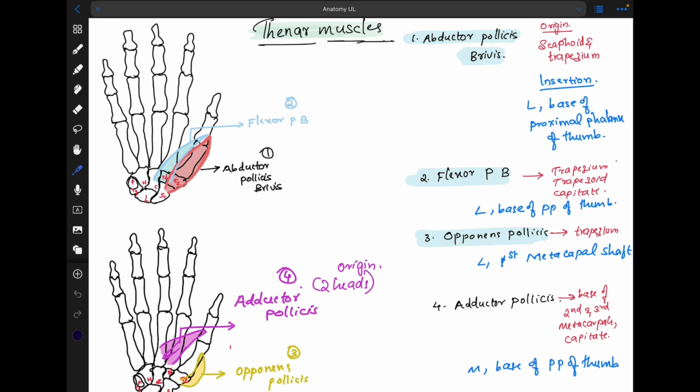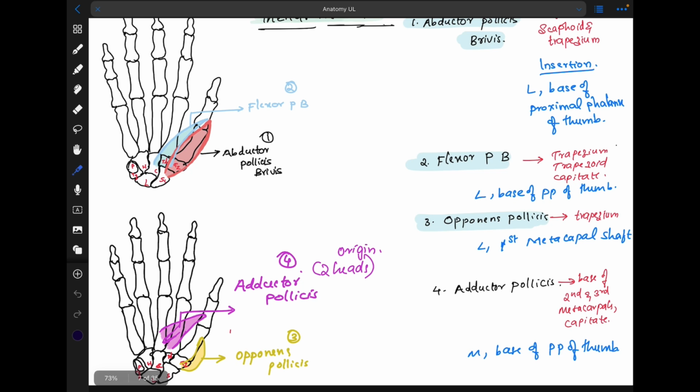Opponens pollicis arises from this yellow colored one. It arises from the trapezium, and it is attached to the metacarpal, not the phalanx. It attaches to the shaft of the metacarpal, on the lateral side.